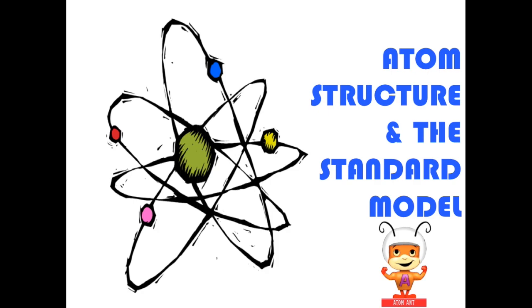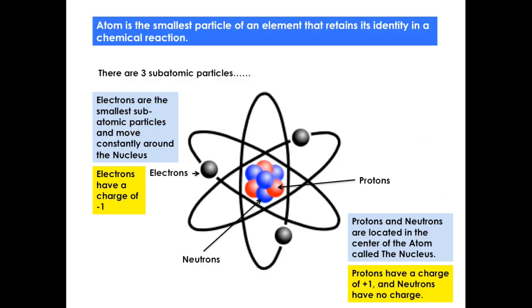Atom structure and the Standard Model. An atom is the smallest particle of an element that retains its identity in a chemical reaction. There are three subatomic particles: protons, neutrons, and electrons. Protons and neutrons are located in the center of the atom, called the nucleus.